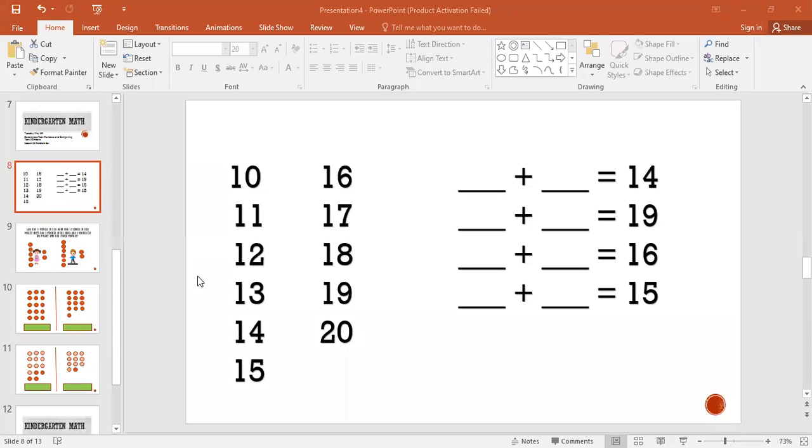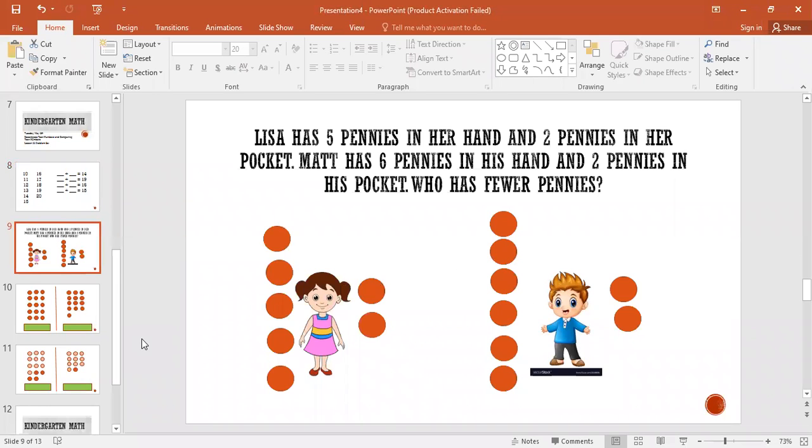All right, so we have a little challenge here. I am going to read the problem here, and then we are going to solve it together. This is what it says. Lisa has 5 pennies in her hand and 2 pennies in her pocket. Matt has 6 pennies in his hand and 2 pennies in his pocket. Who has fewer pennies?